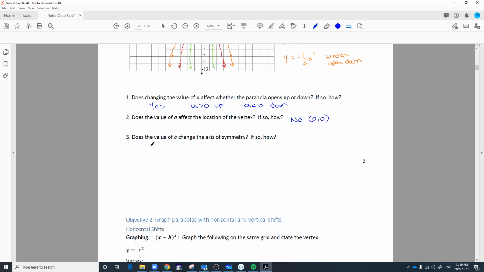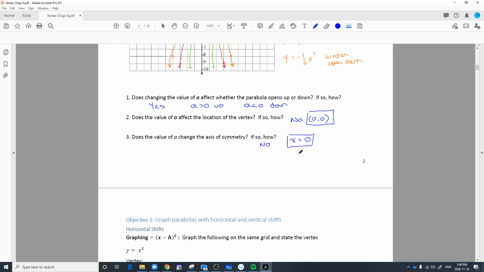Did the value of A change the axis of symmetry? Well, the axis of symmetry goes through the x value of the vertex. So if the vertex didn't change, then the axis of symmetry won't change. The axis of symmetry is x equals 0. So the answer is no, it's always x equals 0. So the vertex is always 0, 0, and the axis of symmetry is always x equals 0.